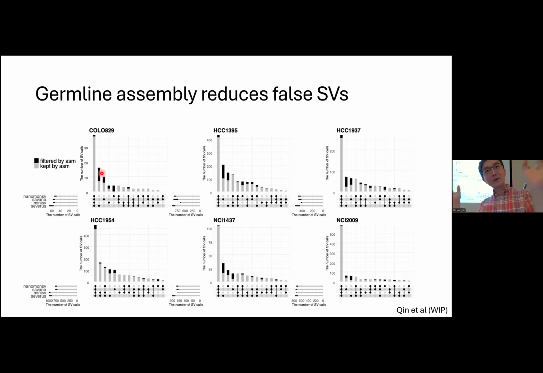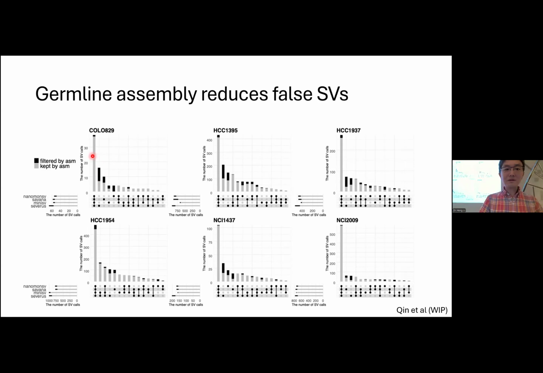You can take out the reads and map them to the normal assembly. If this is a real somatic mutation, then the reads should be mapped with the same structural variants. If it's fake, then you will discard it. You can see here, the black part: if you take the reads supporting the structural variant and map them to the normal assembly, these basically will disappear, which means they are very likely to be false positives.